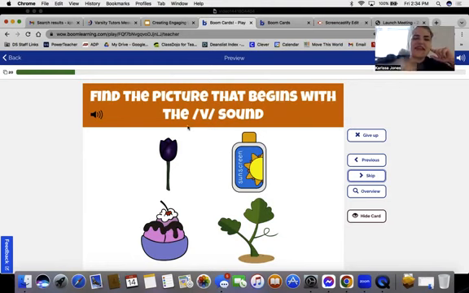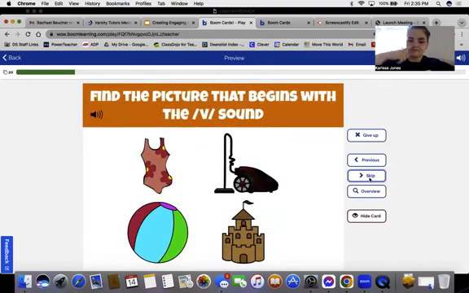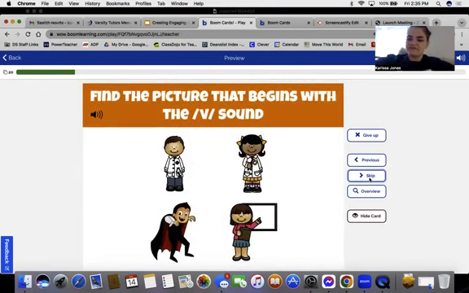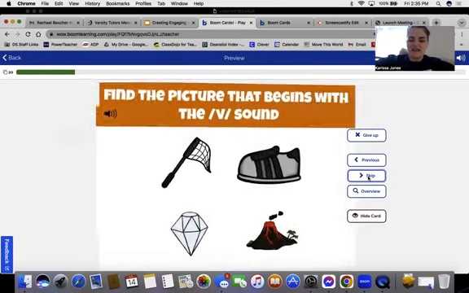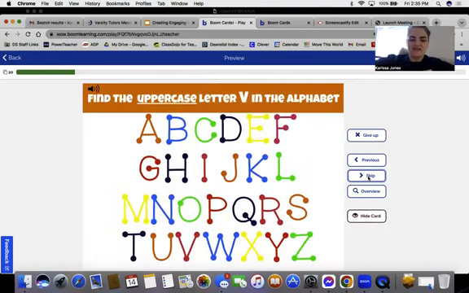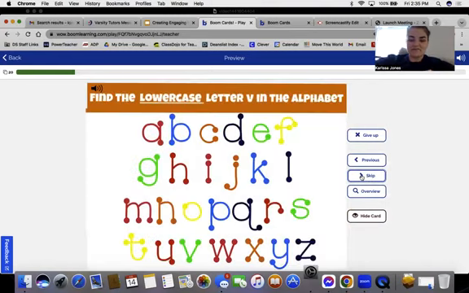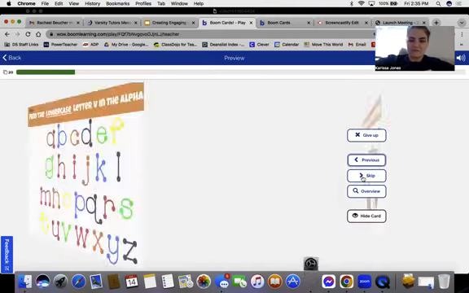So what they're going to do is think about what they learned. What did I learn about this letter? And then they have to say each picture and choose which one starts with V. And then they're going to go to the next one. Same deal with this one. Same deal with this one. And they just keep going, they keep practicing. And there's a few pages about the sound and finding the letters.